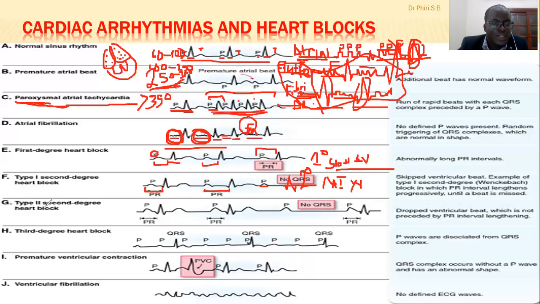Then you have type 2 second degree heart block. This is Mobitz type 2. In Mobitz type 2, you will know to say that you have normal PR interval. So you still have normal PR interval, but you have one P wave that is not propagated to the ventricle. So you have a missing QRS complex here as well. Since you have a missing QRS complex, it becomes a second degree heart block. But since you have normal PR intervals, this becomes Mobitz type 2.